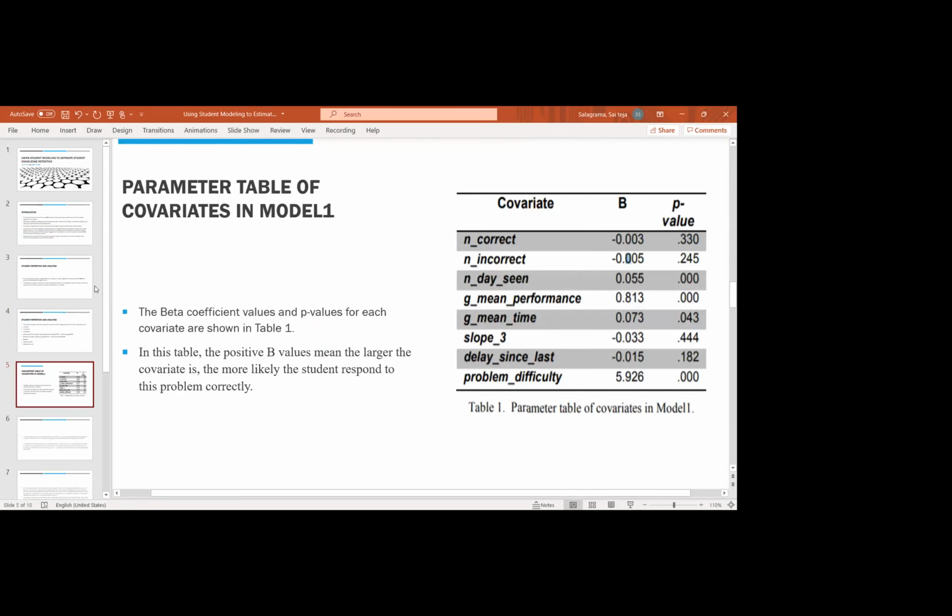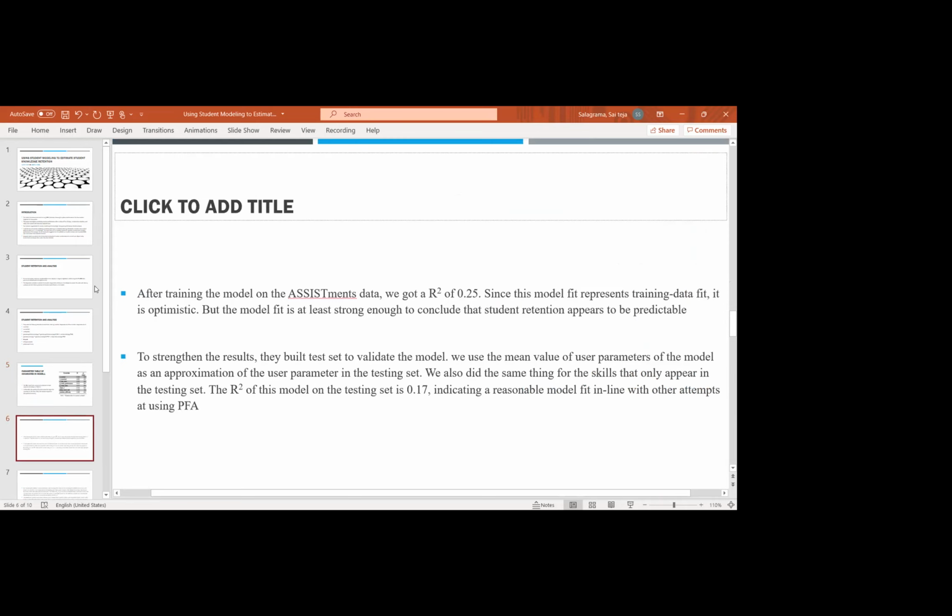And coming to the parameter table of covariates in model 1. This table shows the parameters of the covariates in model 1. The b values are the beta coefficient values, and there are p values for each covariate. In this table, the larger the beta value, the more likely the student is to respond to the problem correctly. For training purposes, they took 26,000 of the data points.